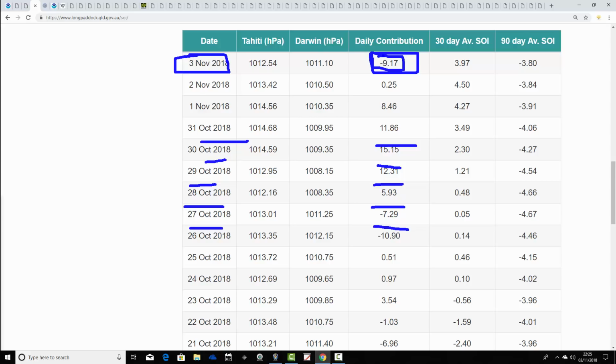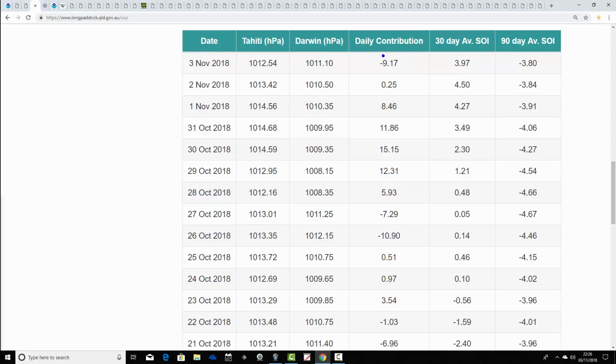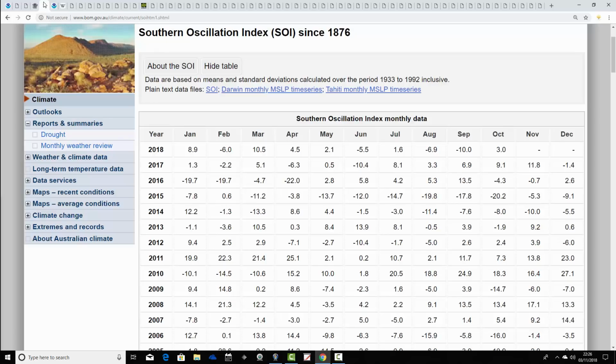So something is going on here. The atmosphere does not want to go into a consistent El Nino type setup, and yet we know that the modelling is very keen on this El Nino, so something's going to have to give.